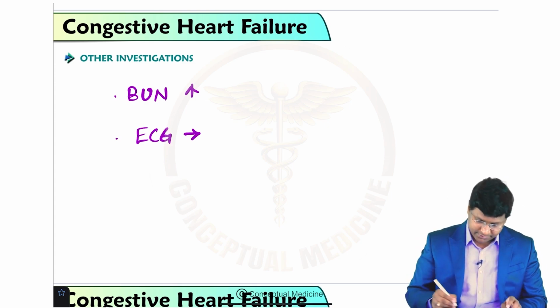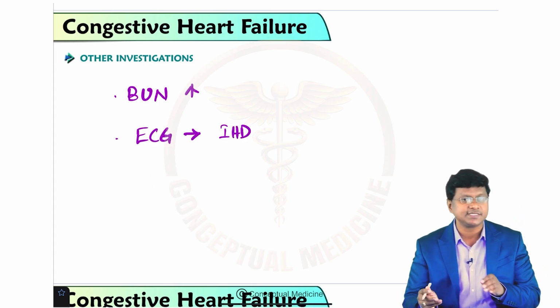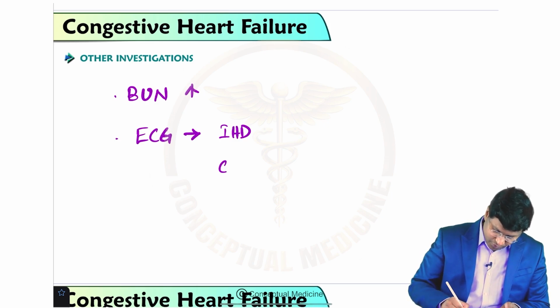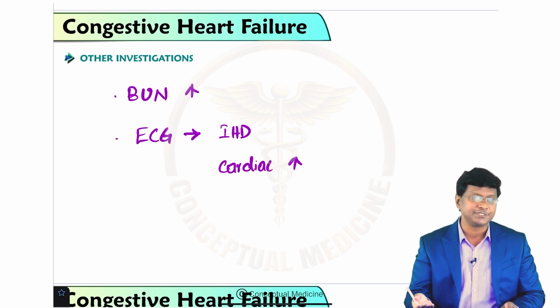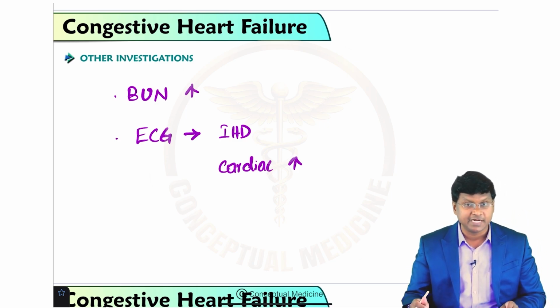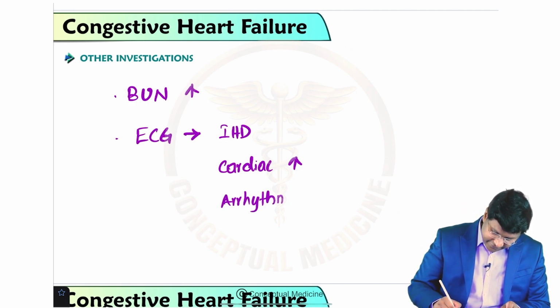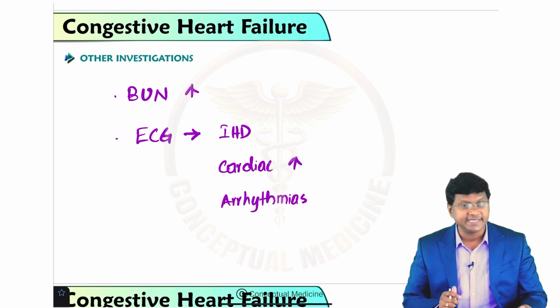To look for ischemic heart disease, because coronary artery disease is one of the etiologies that will cause heart failure, and to look for cardiac enlargement, such as left ventricular hypertrophy secondary to hypertension, that may make the individual land up in heart failure, and to look for any presence of arrhythmias causing the heart failure. Okay, so that is the importance of the ECG.